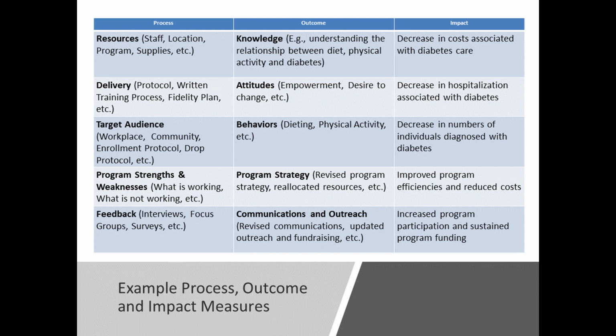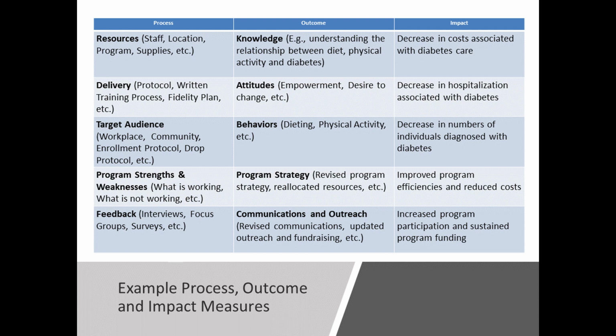Outcomes include, like as I said earlier, knowledge, attitudes, behaviors. So, for example, understanding the relationship between diet, physical activity, and diabetes. That's an outcome. That's a short-term outcome. Empowerment and desire to change. All of those things are short-term outcomes.